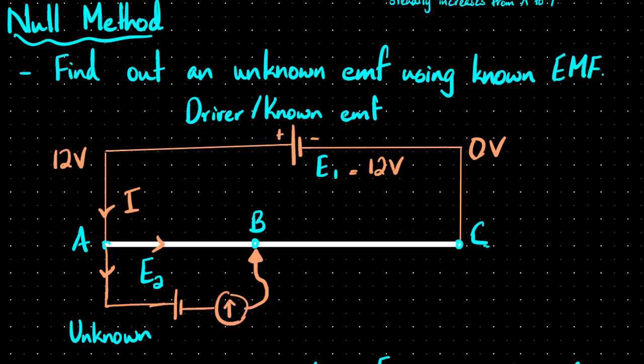Because remember, if we are talking about a null method, when balance is obtained there is no current flowing throughout this part, right? And if you remember the equation for the terminal voltage, that is E minus IR. There is only going to be a drop across the internal resistance when there is a current flowing. When there is no current flowing, there would be no potential drop. So you would still have whatever this voltage VAB is versus E2, because at the balance point there is no current flowing in this part of the circuit.